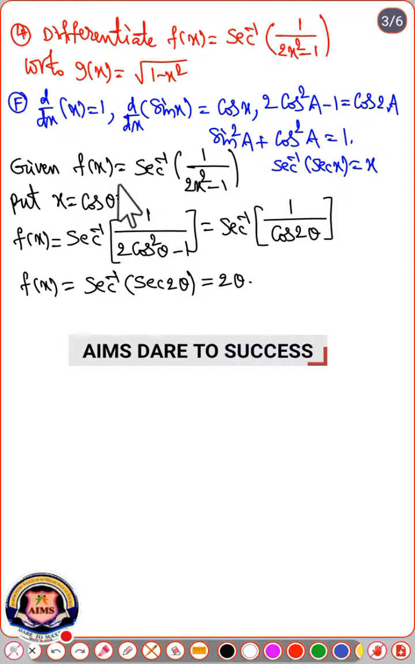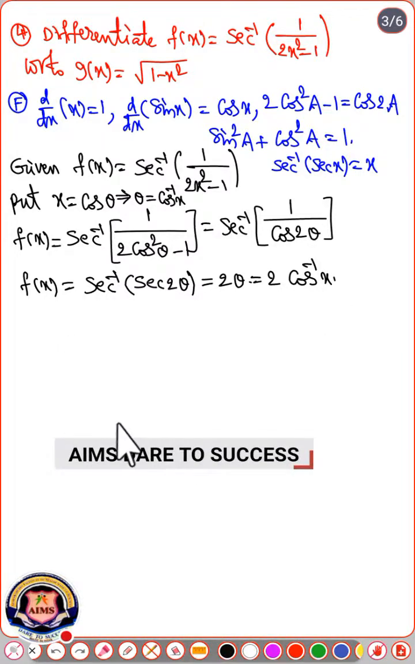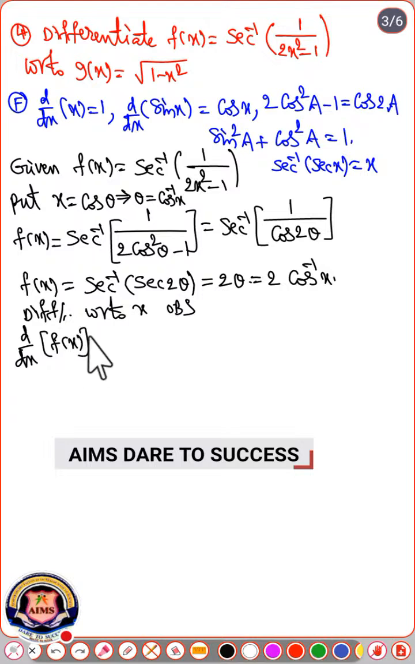Here cos theta is equal to x implies theta is equal to cos inverse x. So 2 into theta value is 2 cos inverse x. Now we can apply differentiation with respect to x on both sides. We get d by dx of f of x is equal to 2, a constant, into d by dx of cos inverse x.